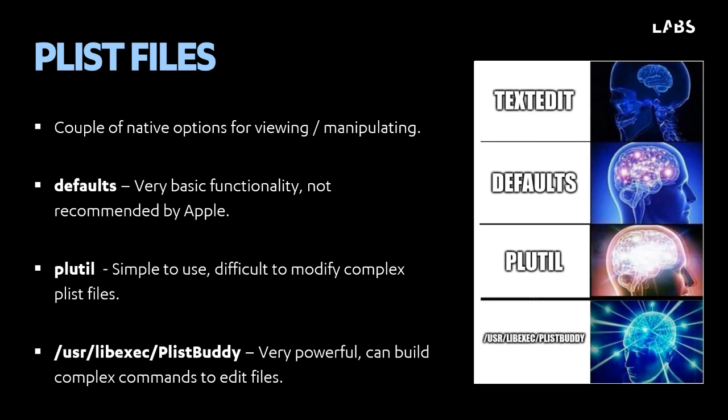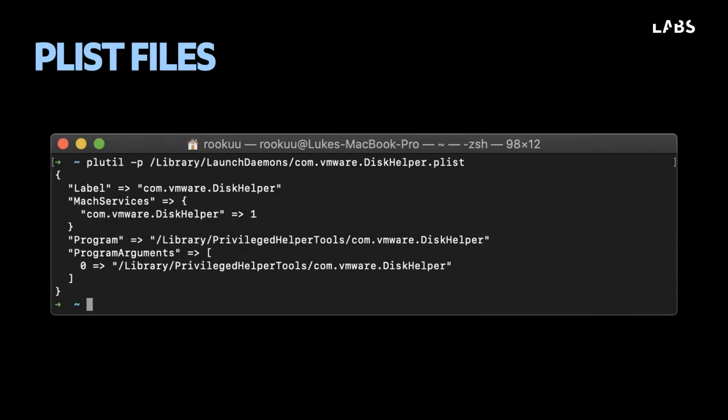And this isn't in the path, so you need to specify the full path, but it's super powerful, very complex. It's got its own little language that you can use to write to plist files and read them and do all kinds of stuff. So if you need to do really complex things, that's probably the one to use. But if you're just reading, we can just do something like plutil, and we can view these plist files. This is just an example in my launch daemons folder. Something that gets executed as the system executes. It's a privileged helper for VMware.